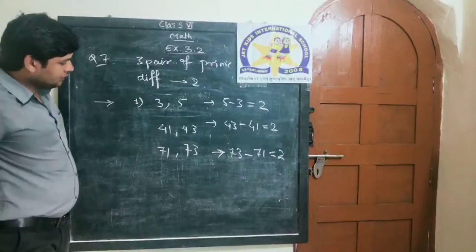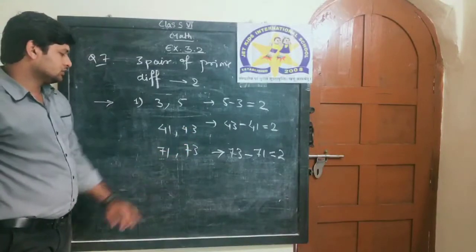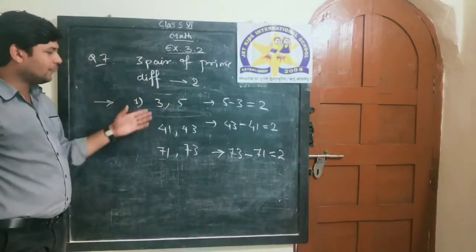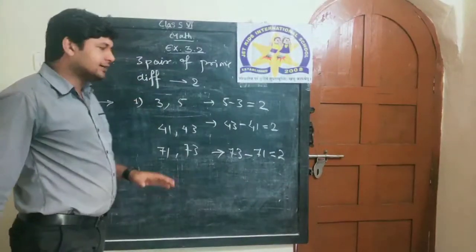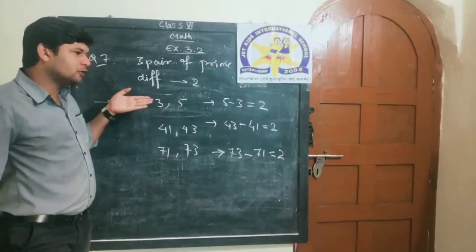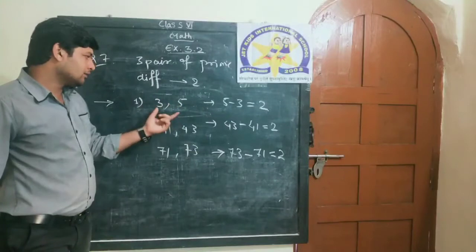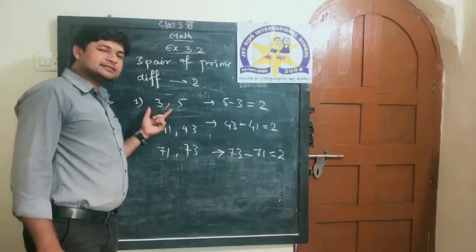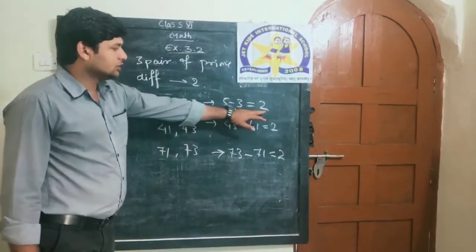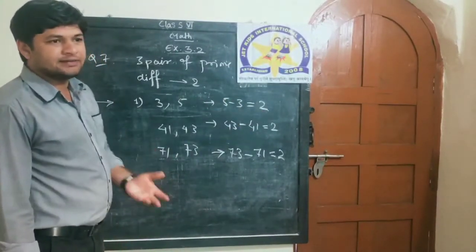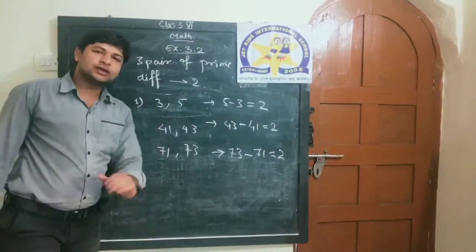Clear? These 3 pairs: 3 and 5, 41 and 43, 71 and 73. You need to find these kinds of pairs by using that table only. There is no other trick. If you want to find them from the base, it will be a little difficult. You can also write 7 and 5, because they also give a difference of 2. You can write 17 and 19, 11 and 13. Different pairs you can see.